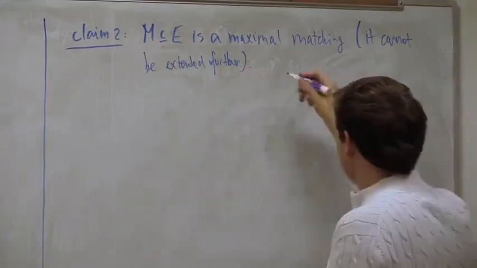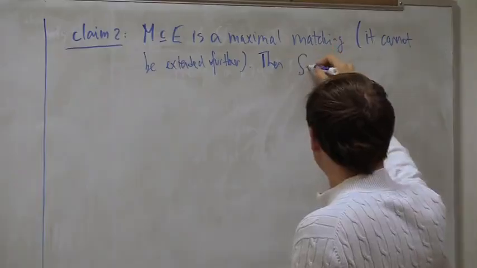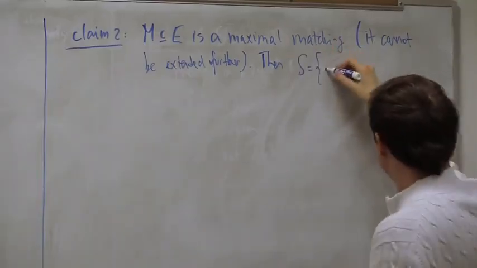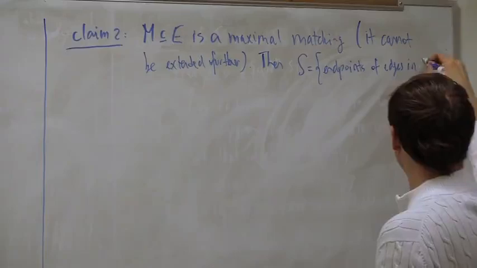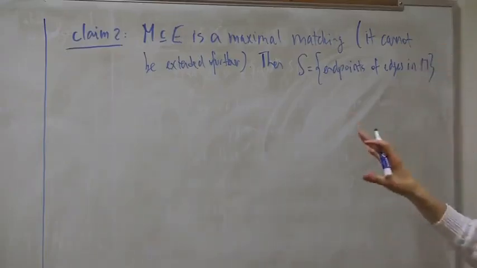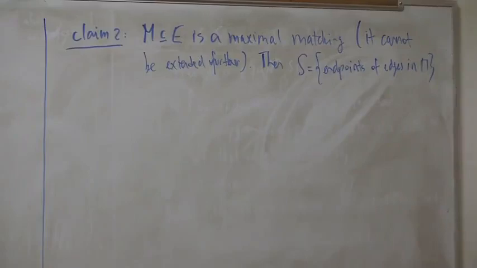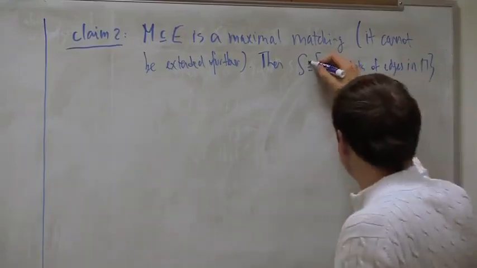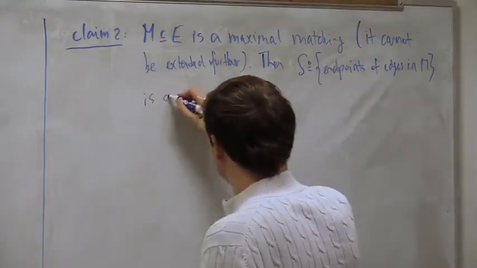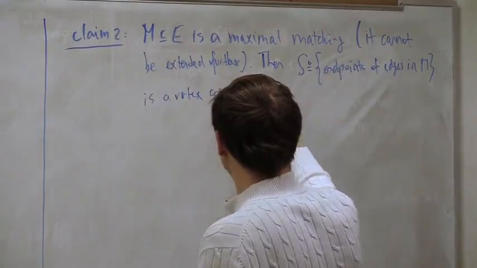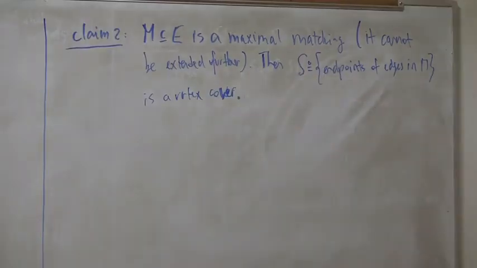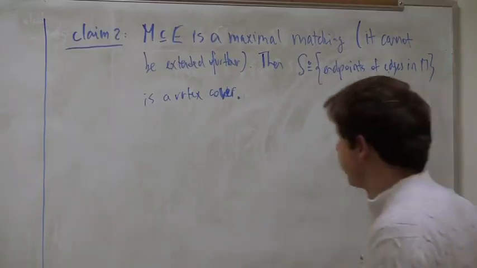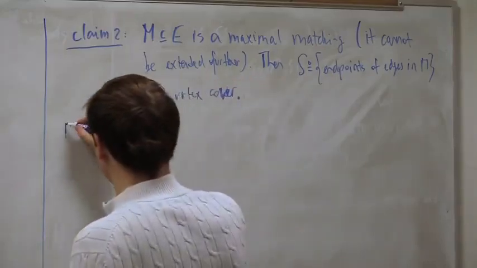So if you have a maximal matching, then S, which is the endpoints of edges in M, so take the matching, look at the endpoints of all the edges in it, then S defined in this way is a vertex cover. Okay? So in other words, there is a way from any maximal matching to construct a vertex cover. Just take the endpoints of the edges in the matching.